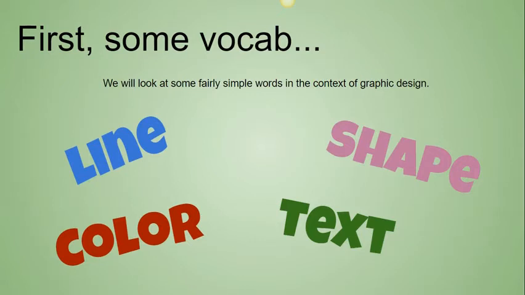So first, some vocab. We are going to look at some fairly simple words, but we're going to look at them in the context of graphic design. And if at this point you're thinking, oh, Mr. Dowd, we did this in preschool, I have all of my life been identifying shapes and lines and letters and colors. That is true. However, all of these concepts not only touch into things like math when we talk about shapes and geometry, but science when we talk about color. And again, we're going to look at these terms in the context of the graphic arts.